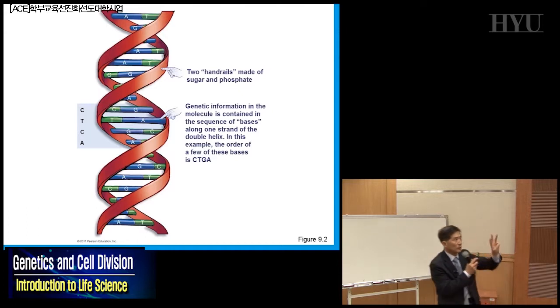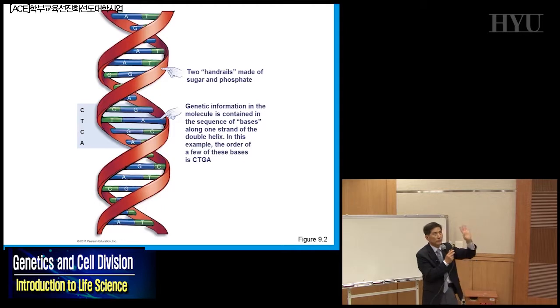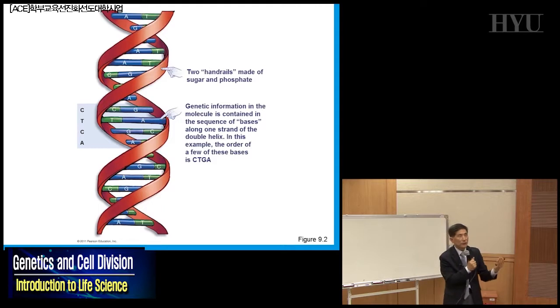Do you remember the three components in DNA? Base, sugar, phosphate. Phosphate and sugar form this handrail. The base in the middle is the step of the stairs. That has the information, A, G, whatever. This is the information DNA stores.